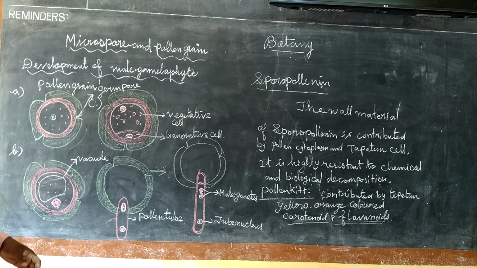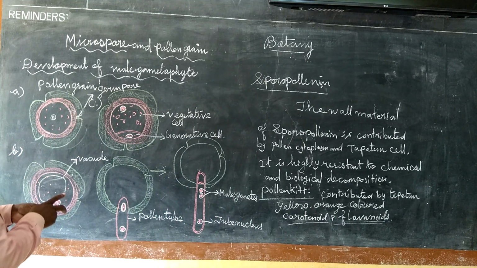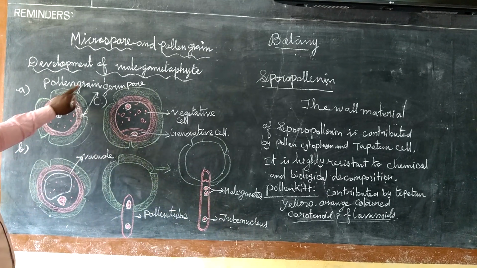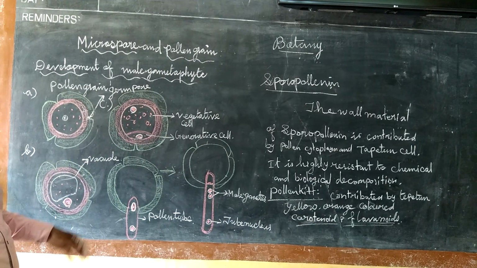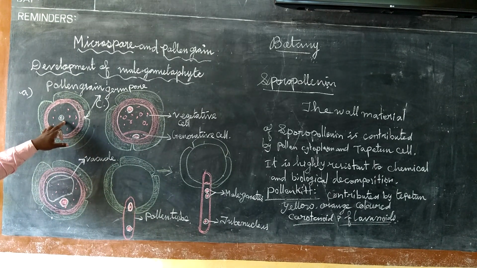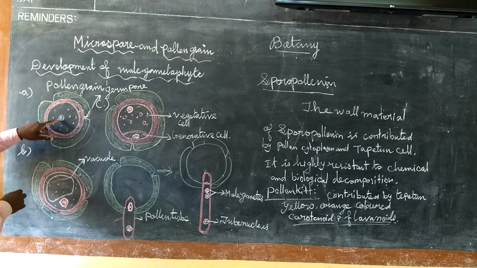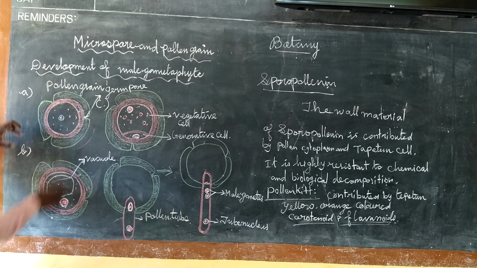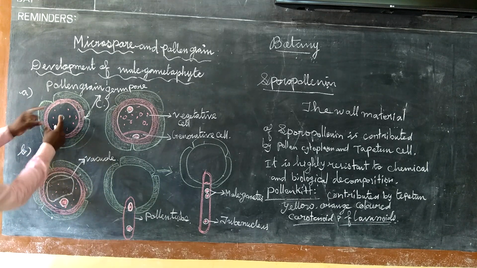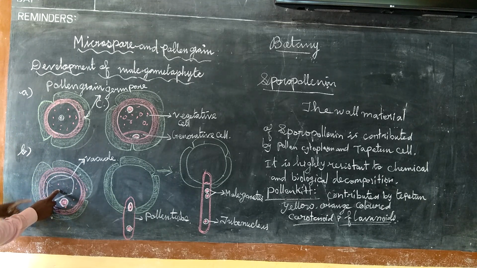So if you look at the development of the pollen grains, first the microspore: the nucleus is placed at the center with dense cytoplasm. Then you will have vacuoles. So this is a vacuole. What does this vacuole do? It just pushes the nucleus to the side. As a result, two layers are forming.